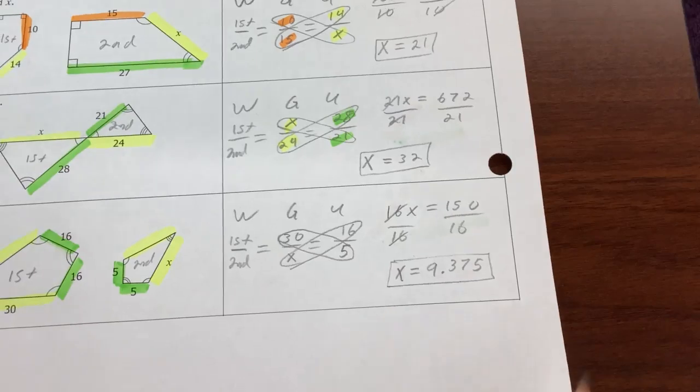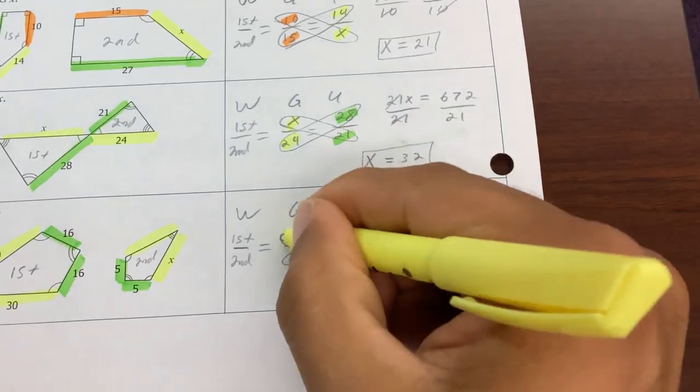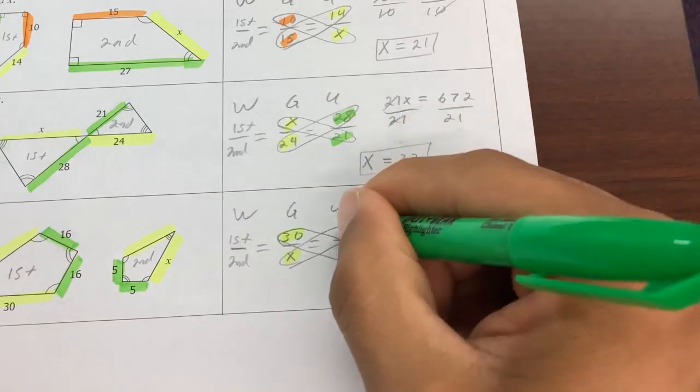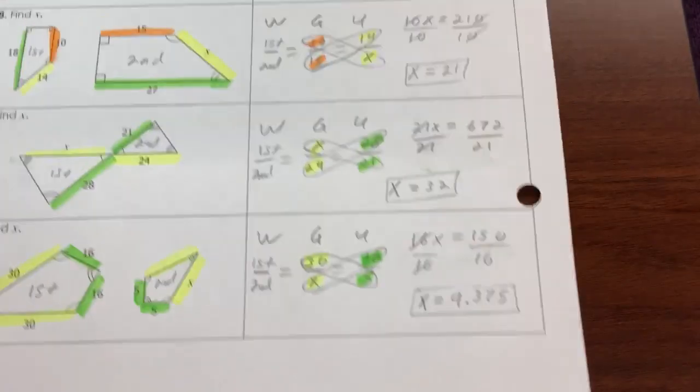All right, so hopefully this gives you a better understanding of the corresponding sides, corresponding angles, and how you solve for missing information on similar figures.